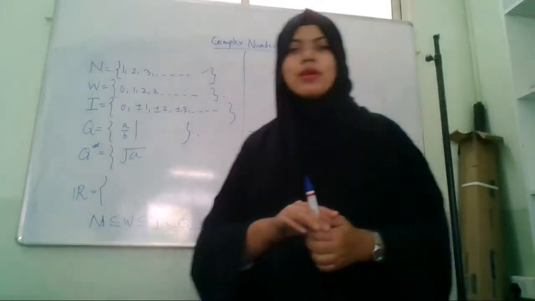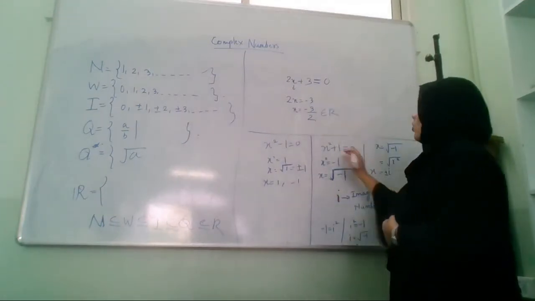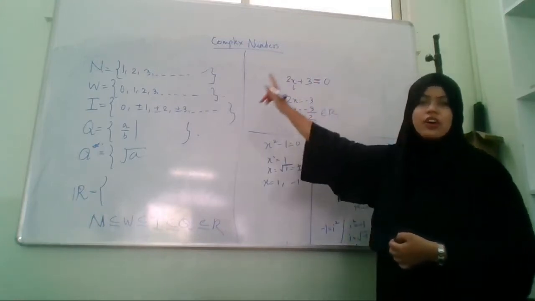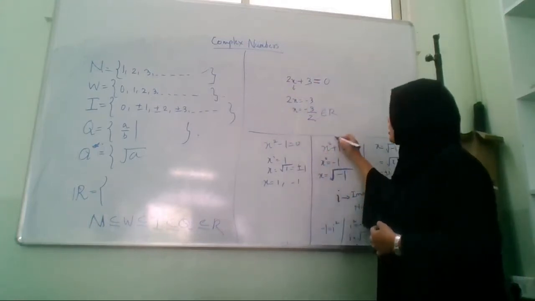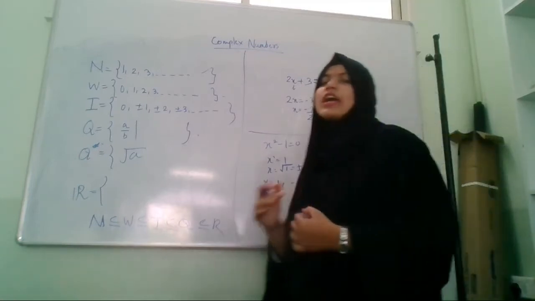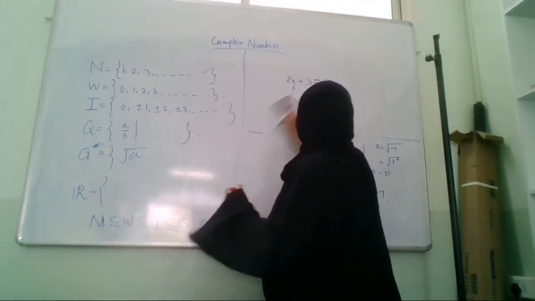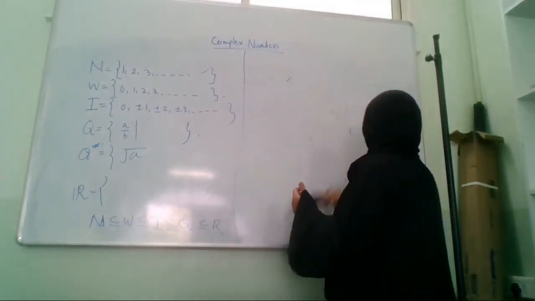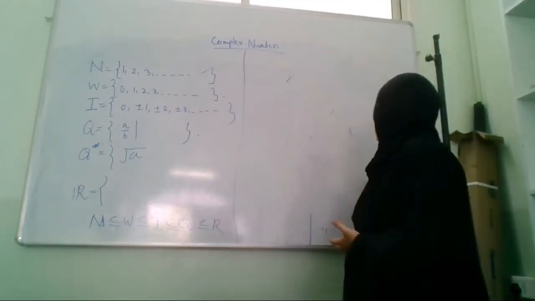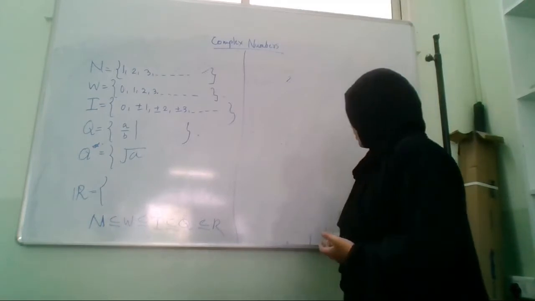But i does not belong to R. i belongs to complex numbers. So this equation does not have a solution in real numbers. It has a solution in where? In complex numbers. So I hope everyone understands why we need a set of complex numbers, since we have certain types of equations which do not have solutions in real numbers.